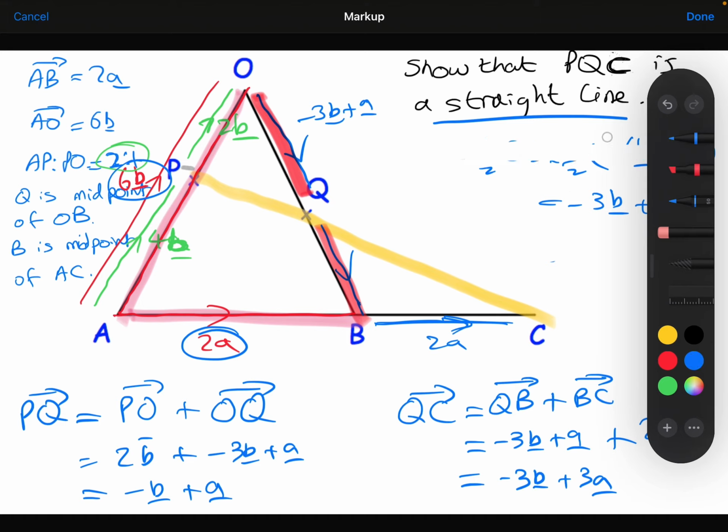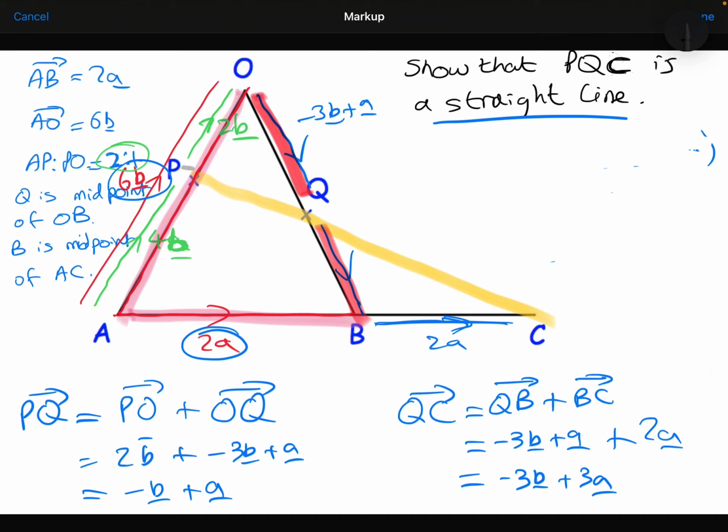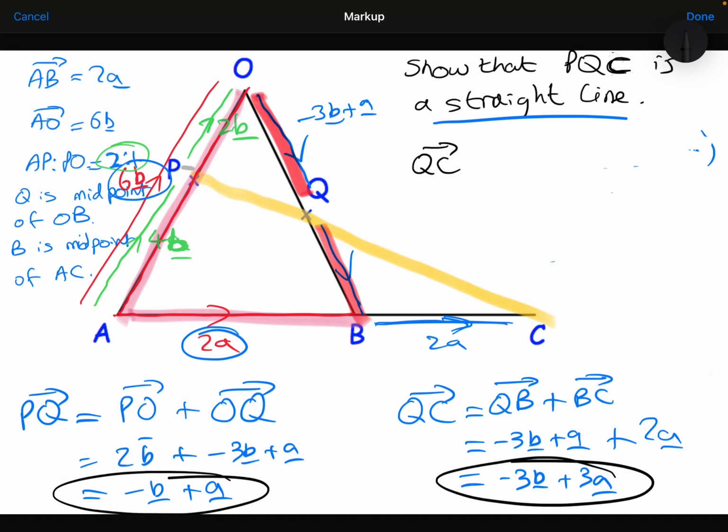Right, now to write my conclusion. Remember what I'm trying to do here. I'm trying to show that this is a straight line. So I'm trying to show that these two vectors are parallel. And I can say here that QC, this, is equal to 3 times this. Hopefully you can see that's obvious. This is 3 times this.